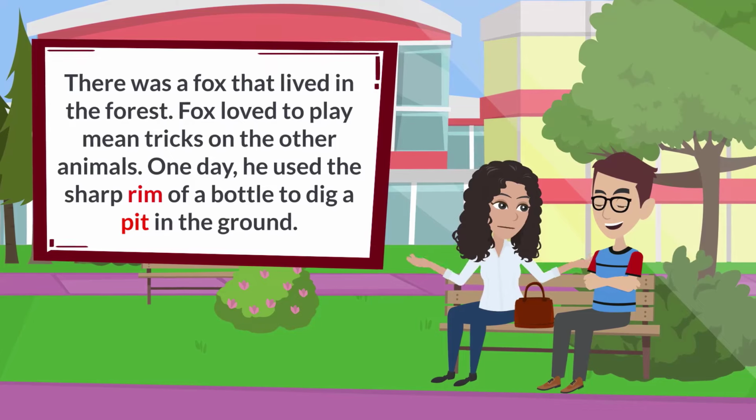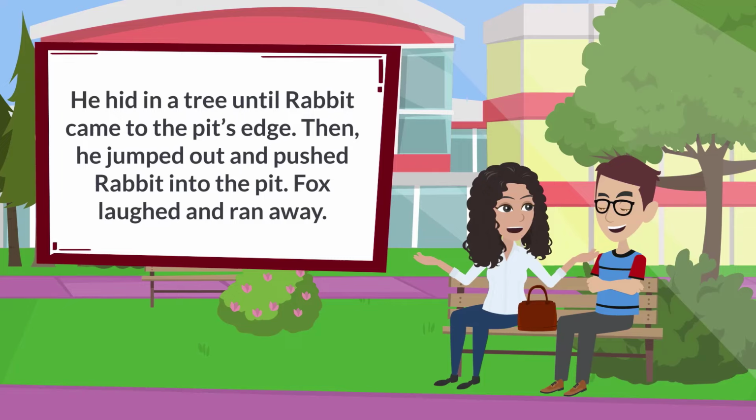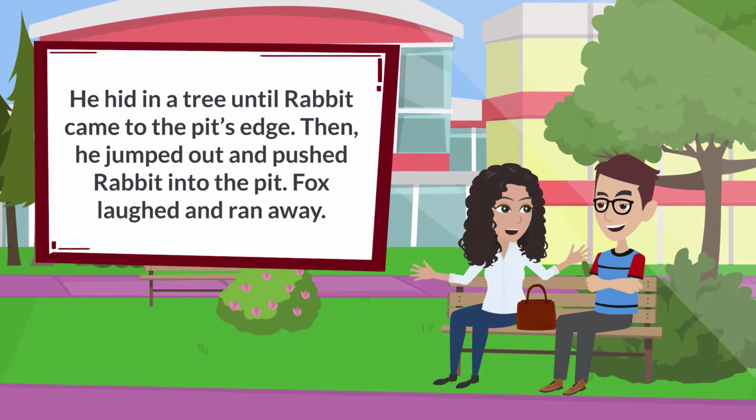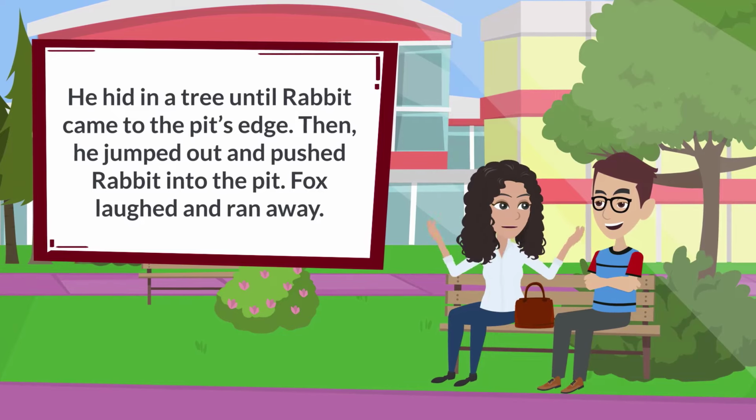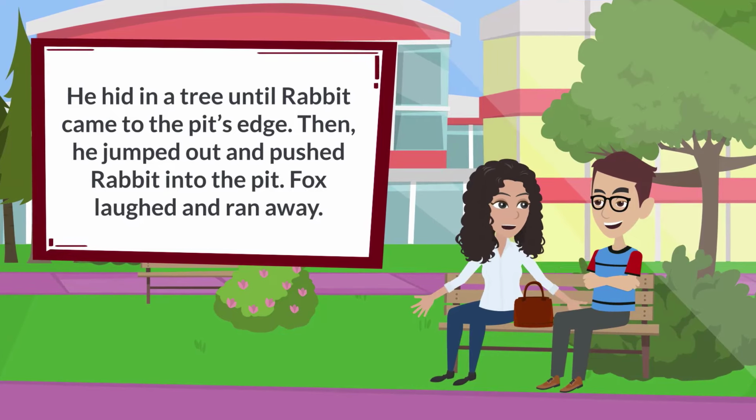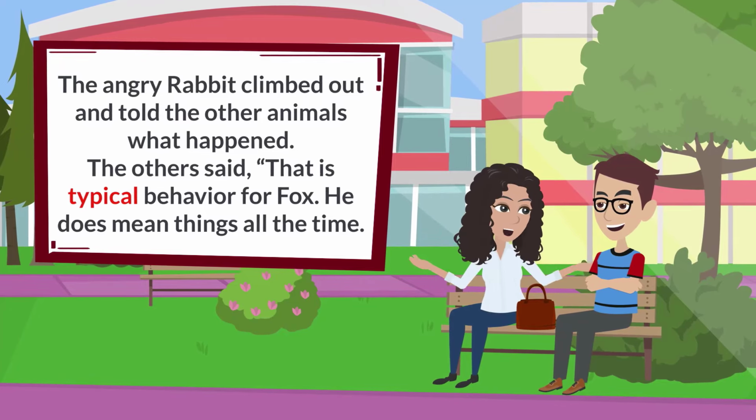One day, he used the sharp rim of a bottle to dig a pit in the ground. He hid in a tree until Rabbit came to the pit's edge. Then he jumped out and pushed Rabbit into the pit. Fox laughed and ran away. The angry rabbit climbed out and told the other animals what happened.